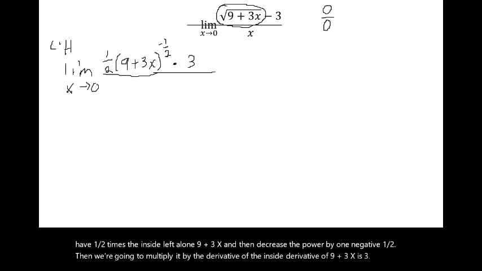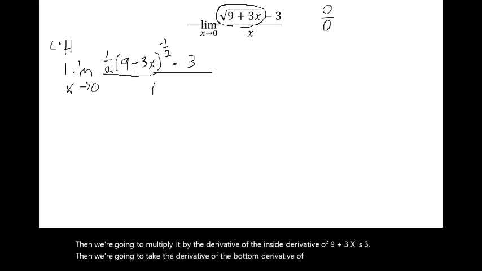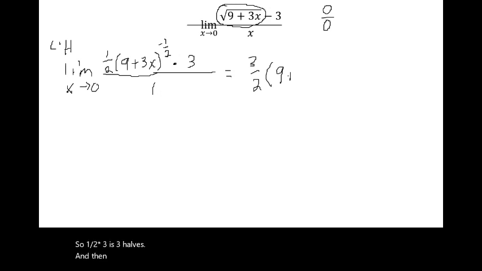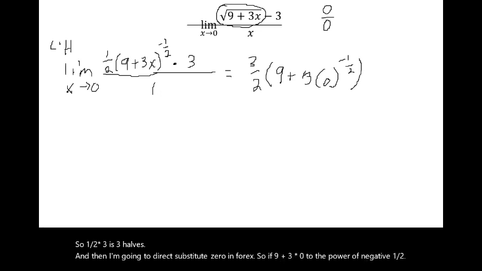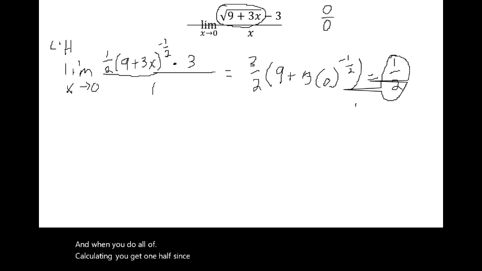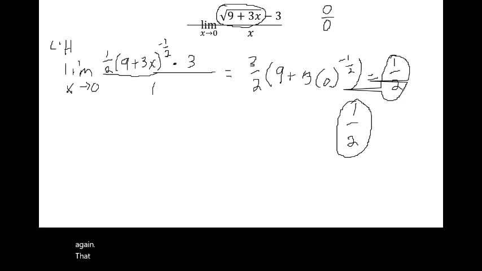Then we take the derivative of the bottom. The derivative of x is 1. Once you use L'Hopital's rule, you should try direct substitution again and see what happens. So 1/2 times 3 is 3/2. Then I'm going to direct substitute 0 in for x. So we have 9 plus 3 times 0, to the power of negative 1/2. When you do all of the calculating, you get 1/2. Since your limit came out to the real number 1/2, that is going to be your final answer.